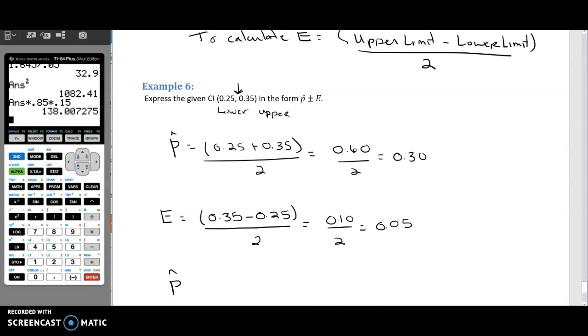So to write it in this form, p hat plus or minus e, p hat we found was 0.30 plus or minus e, which is 0.05. And to check and make sure your answer is right, if you add these two numbers together, you should get your upper limit, which you do. If you take 0.3 and subtract off 0.05, you should get the lower limit, 0.25, which you do. And that is it for section 7.1.